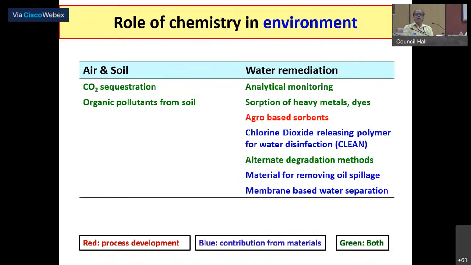In case of environment, one has to develop synthesis protocols, to develop sensors for finding persistent organic pollutants in soil. One has to make new analytical monitoring systems, sorption of heavy metals and dyes. Agro-based sorbents have got functional groups. They can be used for remediation of soil. Chlorine dioxide releasing polymer and degradation methods and so on. A lot is there in which definitely you can work a lot on materials chemistry.